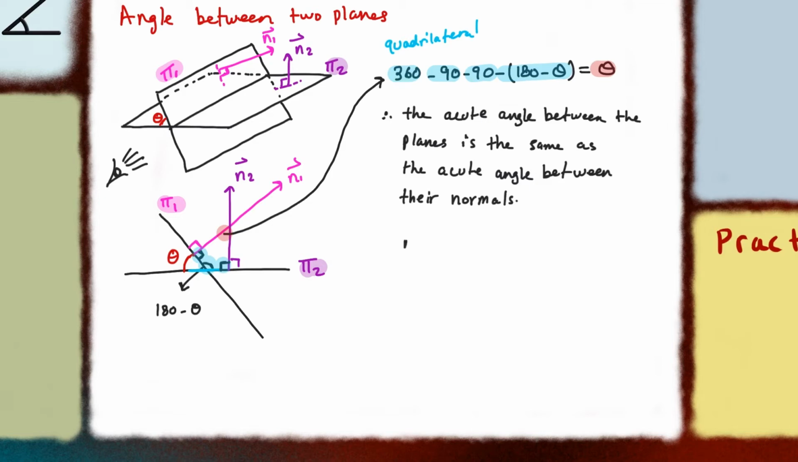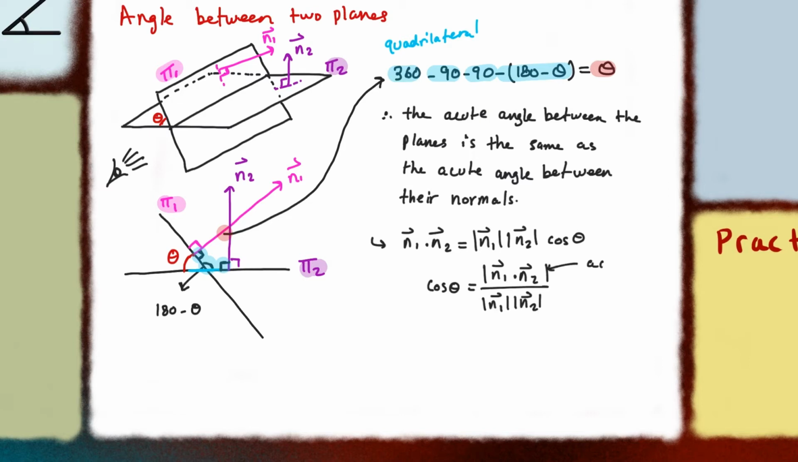We're going to use this to come up with an expression that we can use to find the angle. So the dot product of n1 and n2 is equal to the magnitude of n1 times the magnitude of n2 times cosine of theta. And cosine of theta can be calculated by the dot product of n1 and n2 divided by the magnitude of n1 and the magnitude of n2.